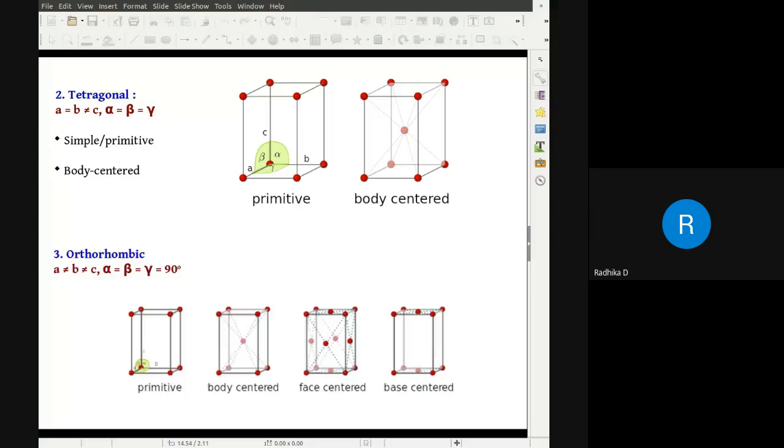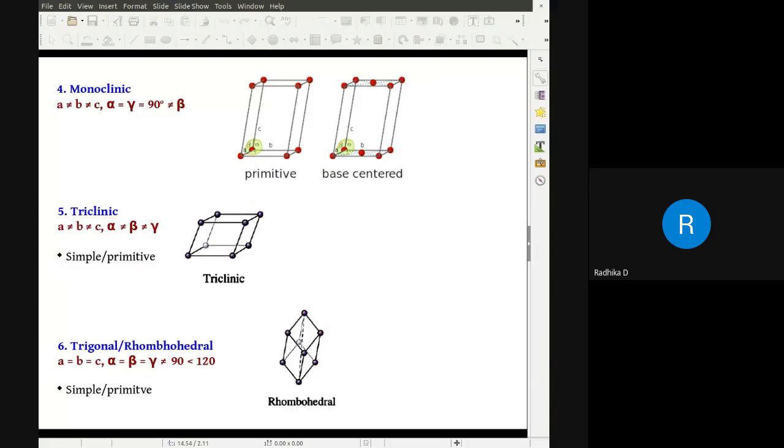Okay, so tetragonal, two types of arrangement, and then we have orthorhombic with four types of arrangements. So nine types of arrangement and three types of crystal systems we had discussed in the last class. So we have to move on with another four crystal systems, right? And another five types of arrangement to go. So next is monoclinic.